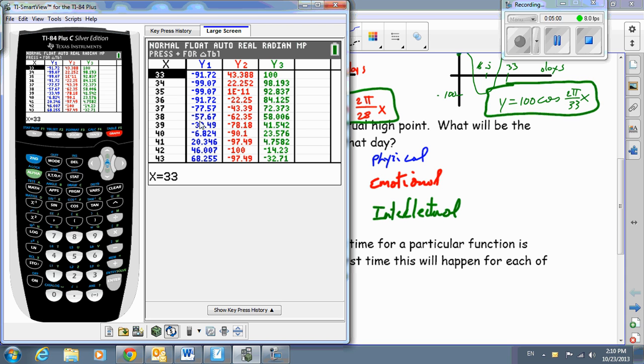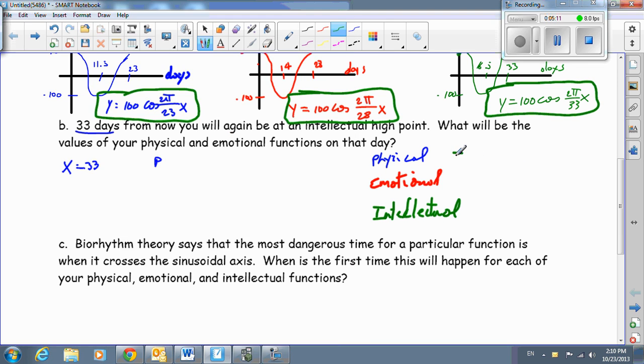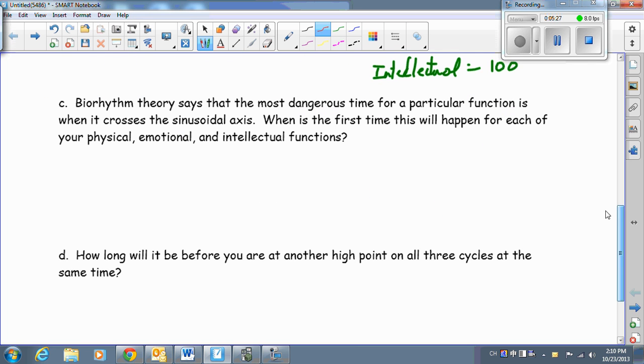Again, this will be for your physical. Your emotional will be 43.388, and your last one, which is your intellectual, you will get 100. So the values are as follows: 100 here, you have 43.388 here, and the last one apparently was negative 91.7211. All right, let's look at C.